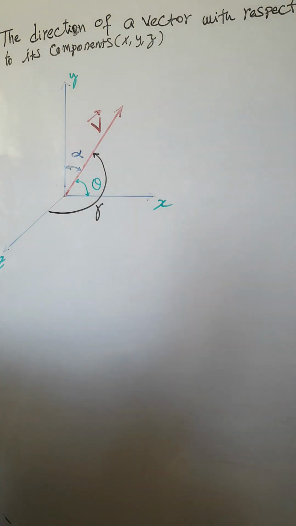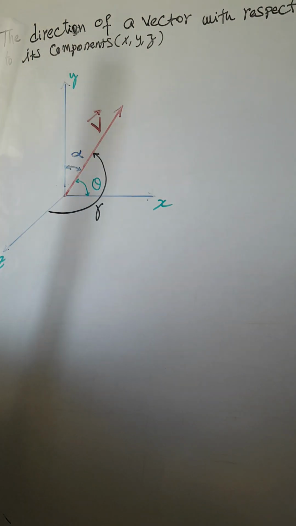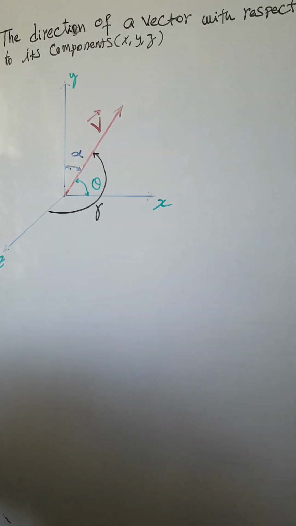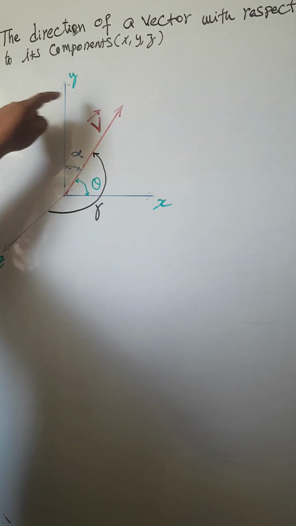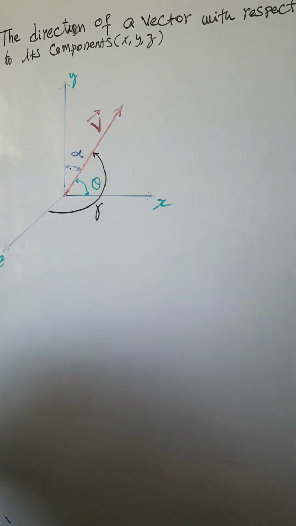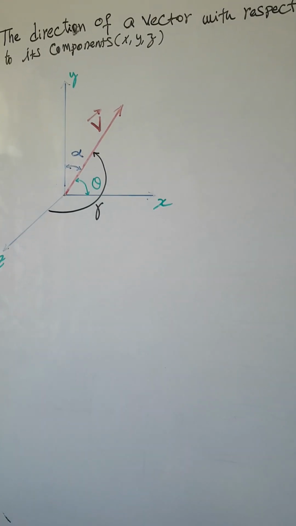The direction of a vector with respect to its components x, y, z. So we are going to see how we determine the direction of a vector with respect to the three axes, x, y, z. This is to mean the direction of a vector in space.